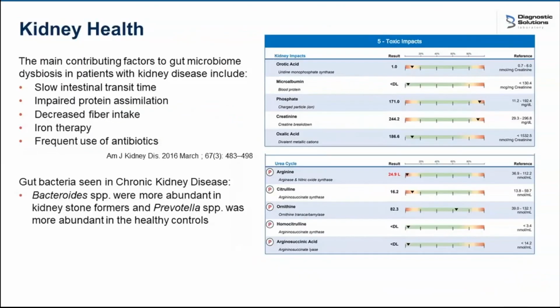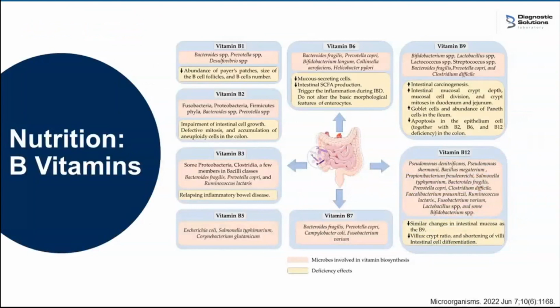So another thing to look at is, we look at kidney function, urea cycle. There's a lot of research looking at the microbiome and metabolomics with kidney health. And those are things that you can look at that can have a significant impact. So slow intestinal transit, impaired protein assimilation, which makes sense, decreased fiber. So it's good to look at all these in relationship to kidney health. Now, this is the last one, so I'm speeding up here, but this is a great article, and it looks at microbes involved in vitamin synthesis. So these are the vitamins and these are the microbes. And then if they're deficient, what effects they have on the intestines.